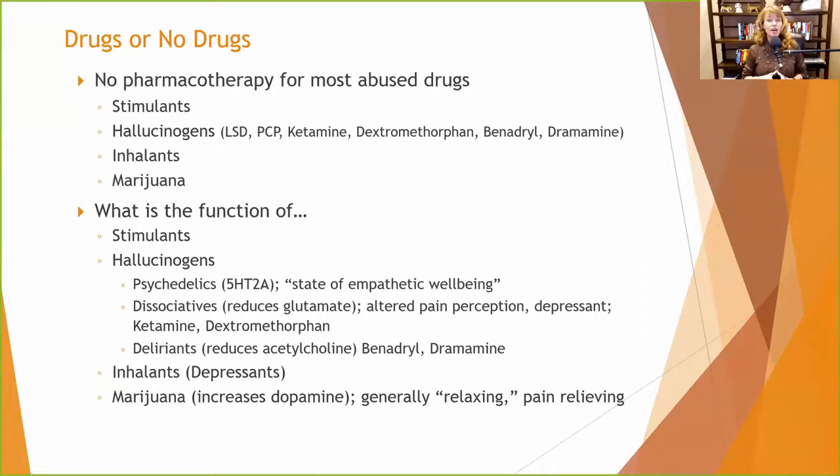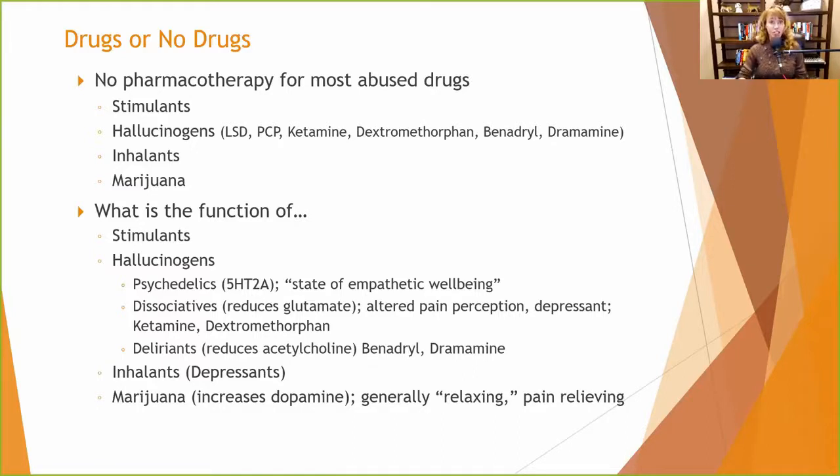But they are out there. Psychedelics, and I learned this doing this presentation. There are 3 different types of hallucinogens. Psychedelics, which act on the 5-HT2A receptor, if you remember from Tuesday's presentation.